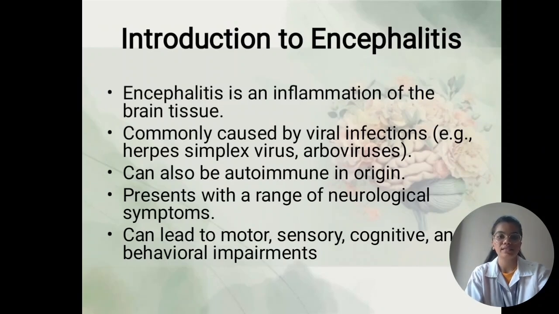So what is encephalitis? It is inflammation of the brain tissue, commonly caused by viral infections like herpes simplex virus, arbovirus and many more. It can also be autoimmune in origin and present with a range of neurological symptoms. It can lead to motor, sensory, cognitive and behavioral impairments.